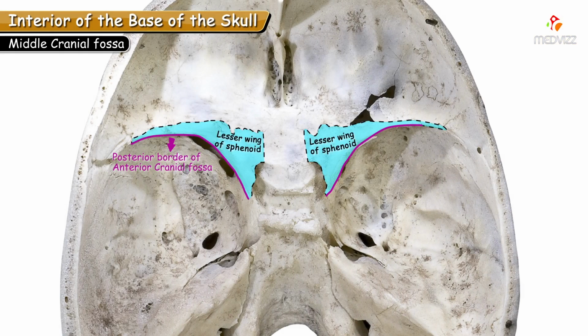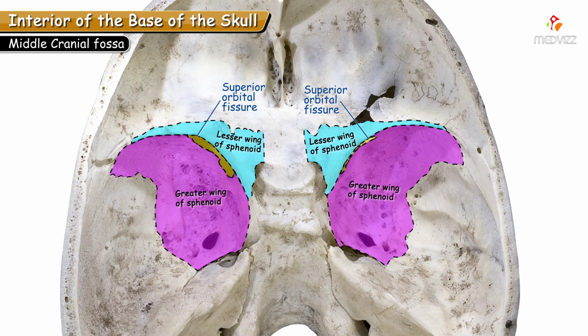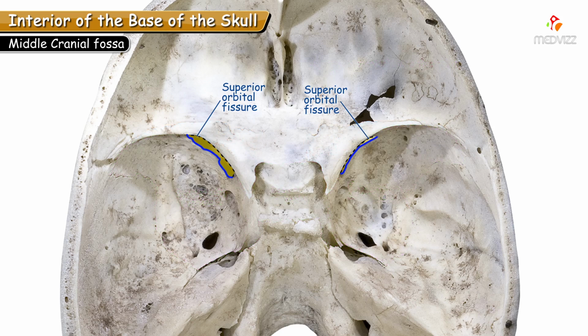Beneath the lesser wing of sphenoid, there is a triangular gap. This gap is superior orbital fissure. So this triangular gap is between the lesser and greater wings of sphenoid, and medially it is bounded by the body of sphenoid. It is a long fissure which communicates middle cranial fossa with the orbit anteriorly. The lower border of the fissure shows a projection which gives attachment to common tendinous ring of Zinn. This musculotendinous ring gives origin to few of the extraocular muscles surrounding the eyeball.